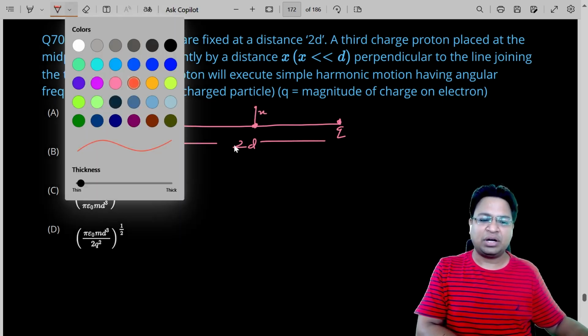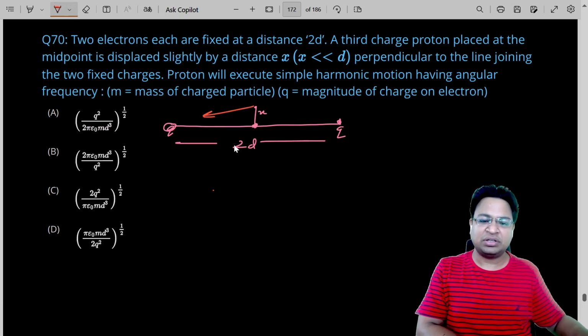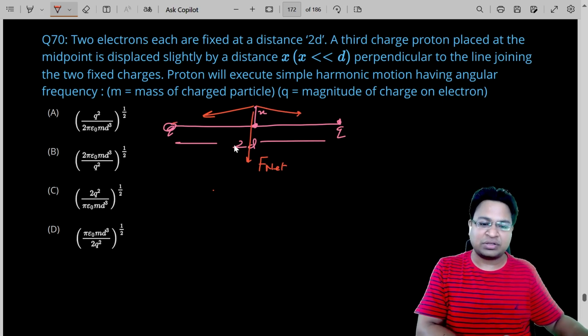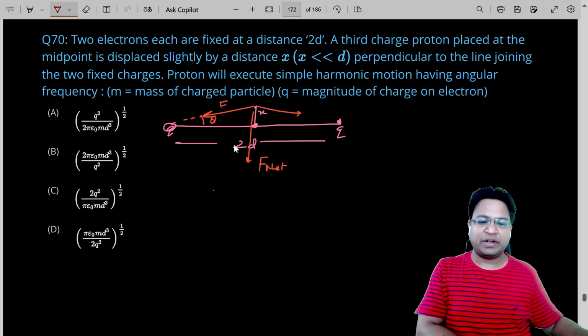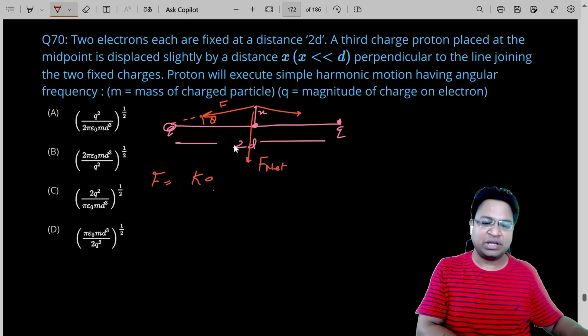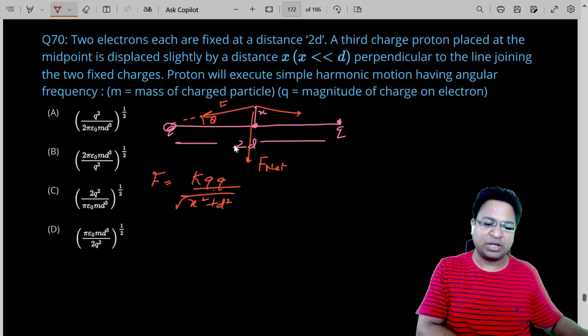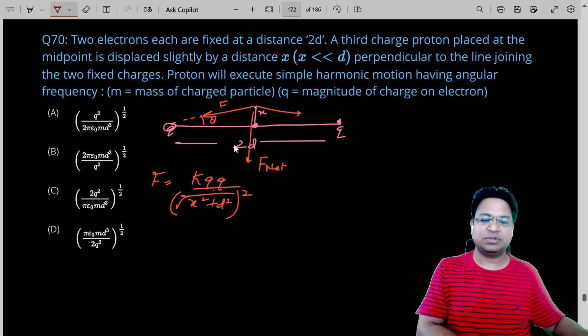When we do that, this electron is also attracting, so the net force will be in the downward direction. We have to see if we can prove this net force is proportional to x. So how do we do that? Let this angle be theta. Let me first write the value of F. F would be kqq upon, this distance can be calculated by Pythagoras theorem, so root of x square plus d square, and the square of this. So this is force, this is force.